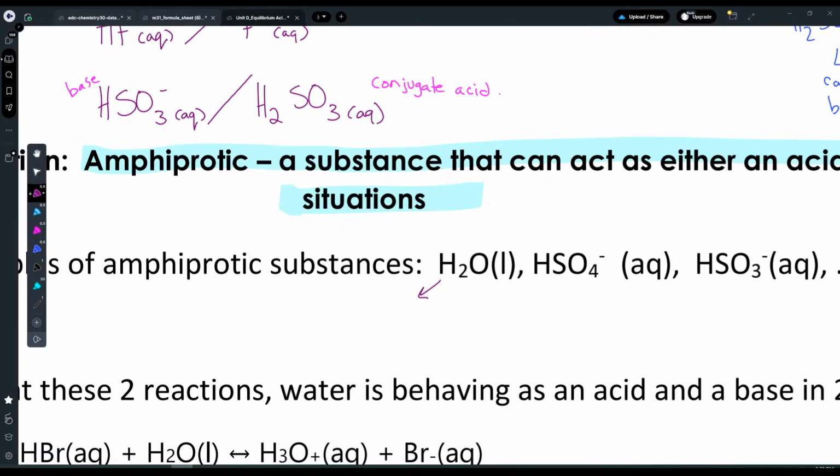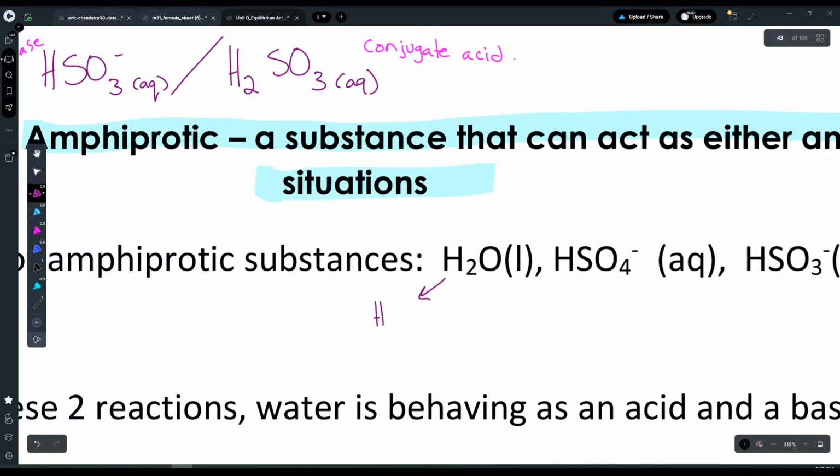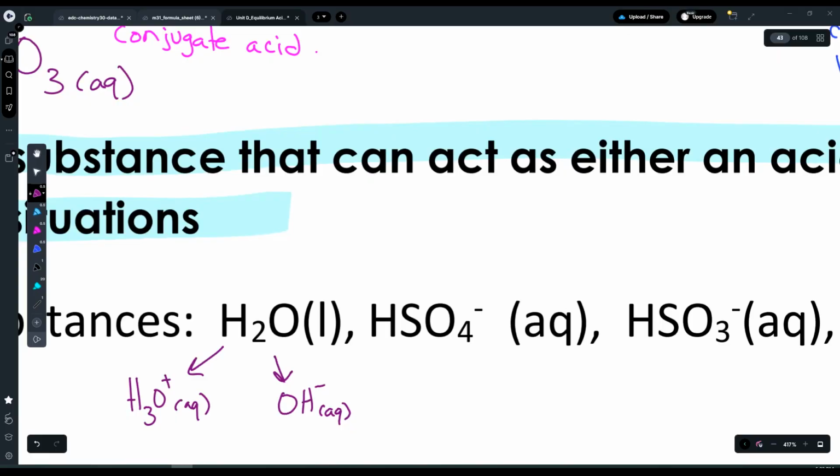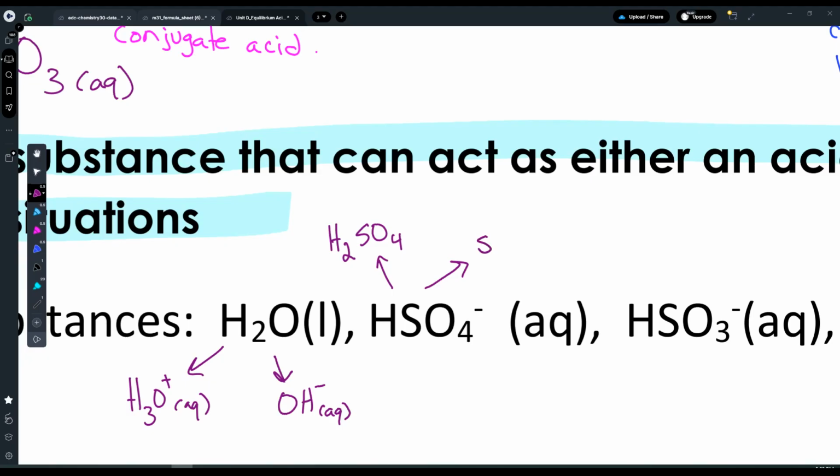So water, when it acts as a base, then it'll produce hydronium, but when it acts as an acid, so it gives away its hydrogen, it will produce hydroxide ions. For hydrogen sulfate ions, when it acts as a base, so it accepts a hydrogen, we get H2SO4. When it acts as an acid, so it gives away its hydrogen, it will produce SO4 2-.